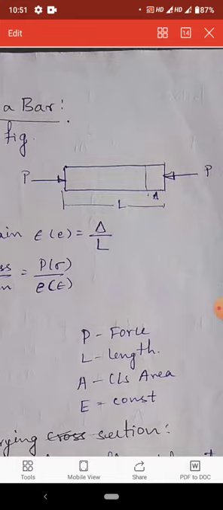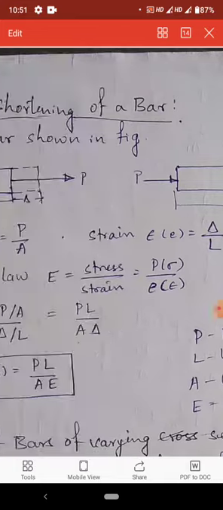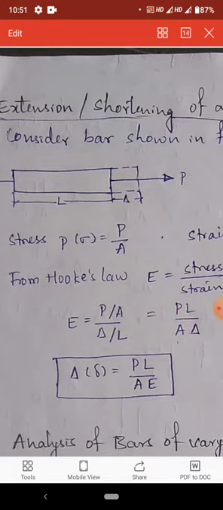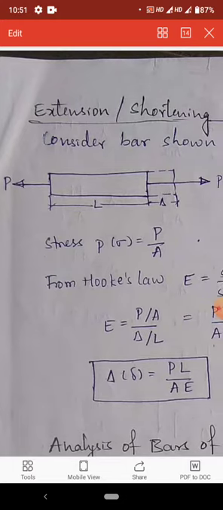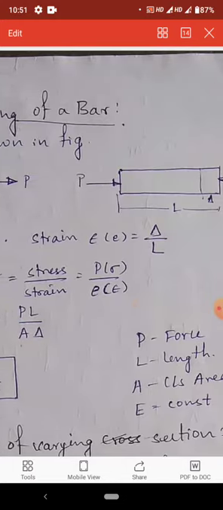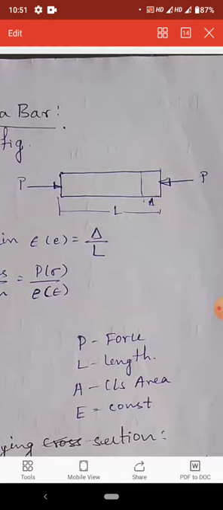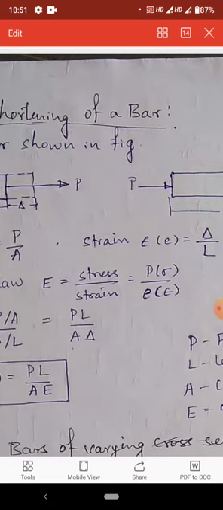Due to compression, there must be a decrease in length. Keep it in mind. Therefore, in this case P is positive, but in this case P is negative, because in tension P is taken as positive, but in compression P is taken as negative.